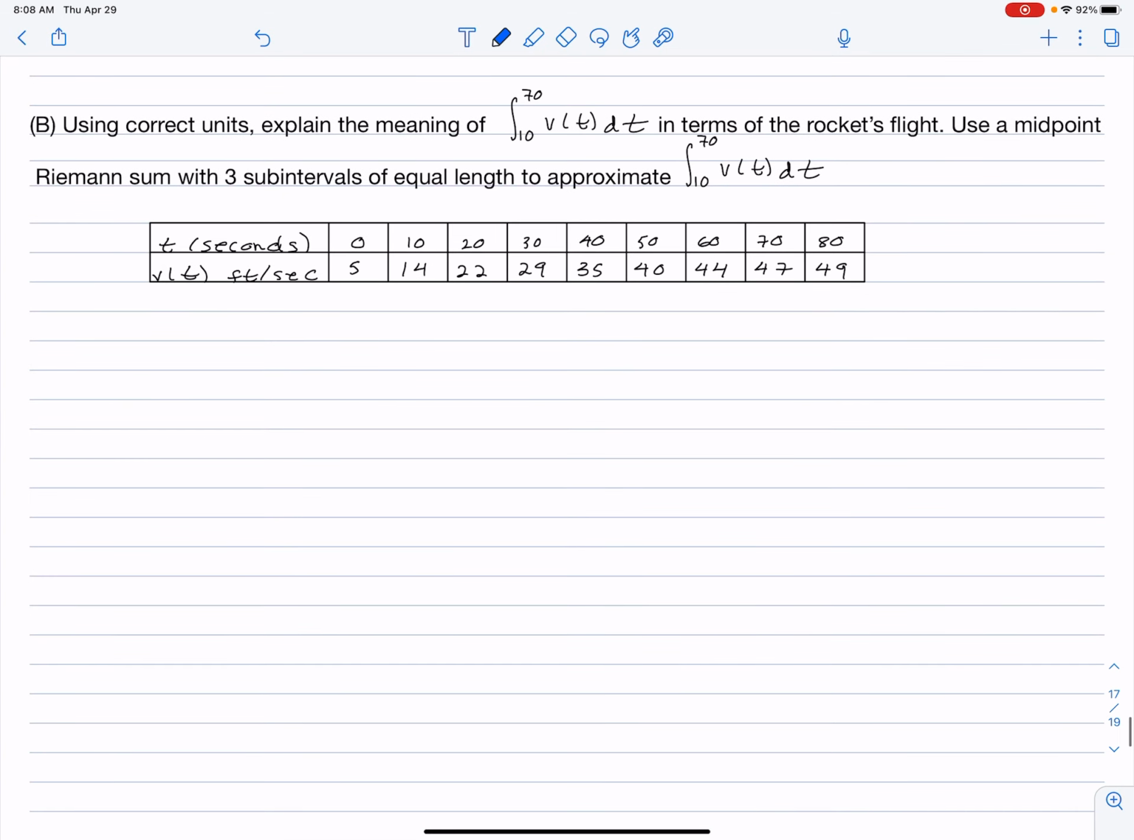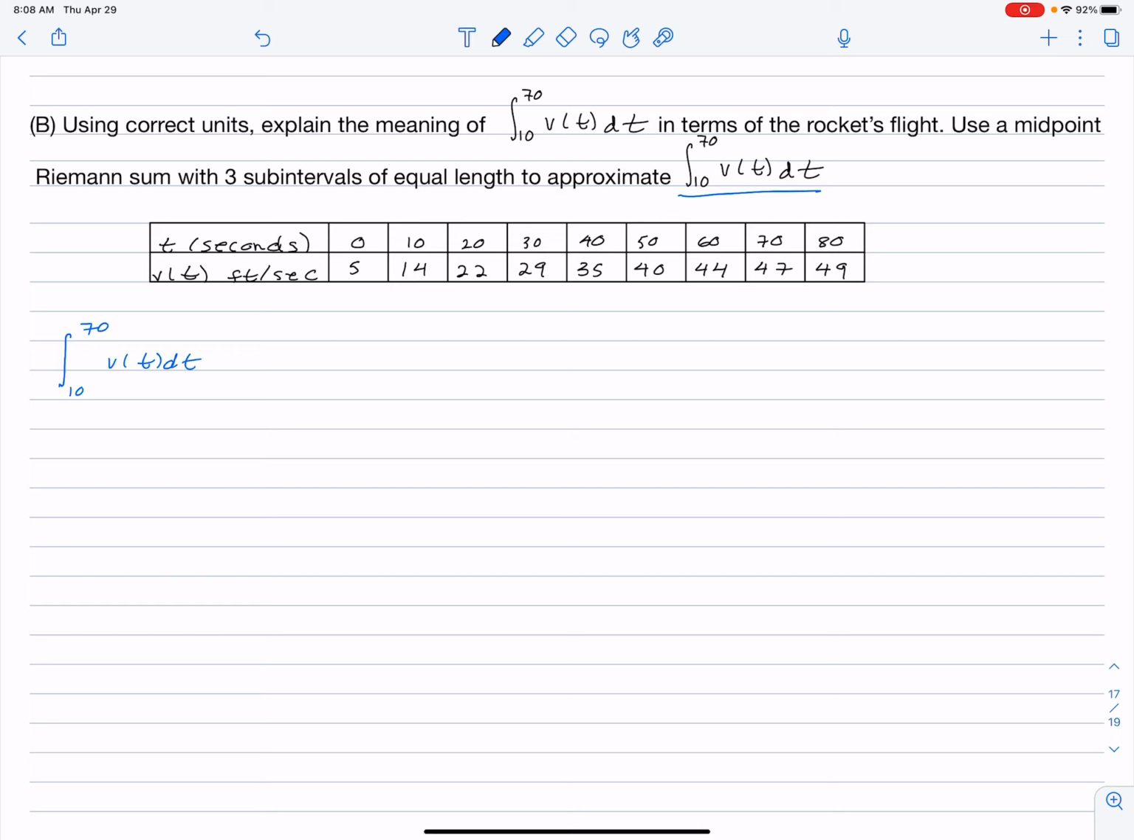Using correct units, explain the meaning of that in terms of the rocket's flight. Use a midpoint Riemann sum with 3 subintervals of equal length to approximate that value. I'm going to start with approximating this, and then I'll do my explanation second. So we want to find this.